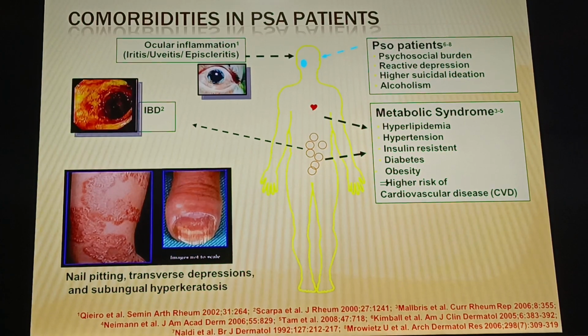Comorbidities in psoriatic arthritis: ocular inflammation. Already I told you the uveitis, episcleritis, scleritis, conjunctivitis, etc. In IBD, your Crohn's disease or ulcerative colitis. See the nail pitting, transverse depressions, and subungual hyperkeratosis. So these are very common psoriatic patches you see. So if you have any dermatology friends, please talk to them. Let them discuss something about their psoriatic skin lesions, so that you can be enlightened about psoriatic arthritis much better.